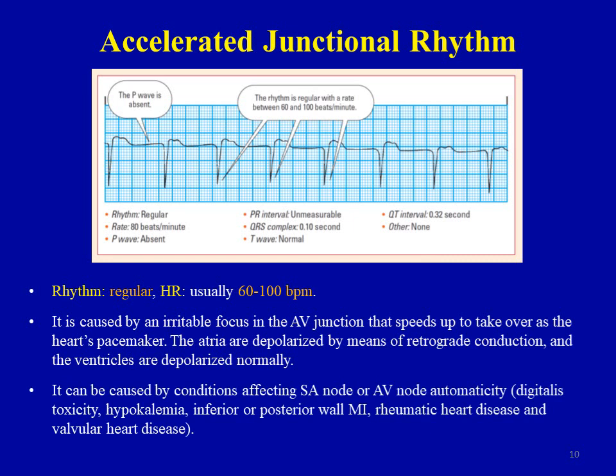The accelerated junctional rhythm can be caused by different conditions that affect the SA node or the AV node automaticity, like digitalis toxicity, hypokalemia, inferior or posterior wall myocardial infarction, rheumatic heart disease, and valvular heart diseases.